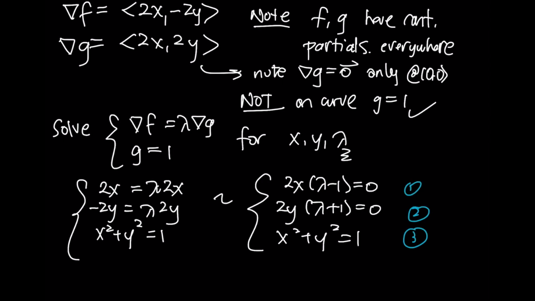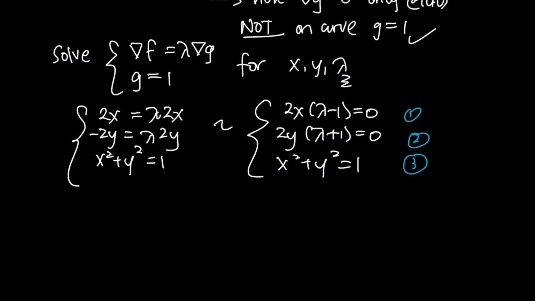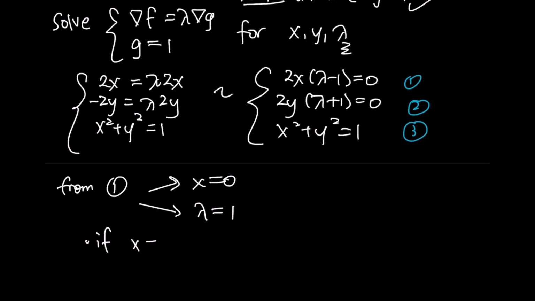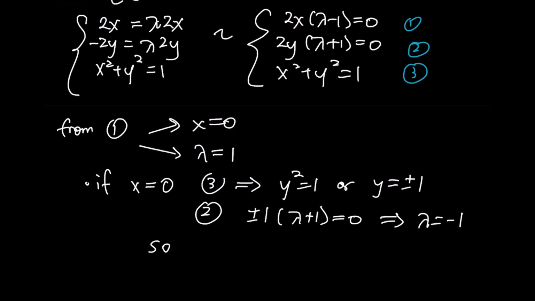Unfortunately, when you have a system of nonlinear algebraic equations, there's no general way of solving them. You just have to do some combination of substitution and elimination. So from equation 1, I either have that x is 0 or lambda is equal to 1. If x is equal to 0, then equation 3 implies that y squared is 1, or y is plus or minus 1. So equation 2 will then tell me plus or minus 1, lambda plus 1 is equal to 0, lambda is equal to negative 1. So that means the potential candidates here are 0, 1, negative 1, and 0, negative 1, negative 1.